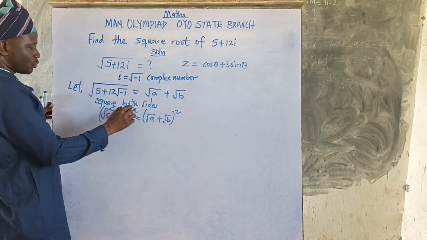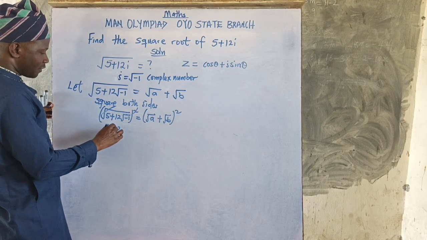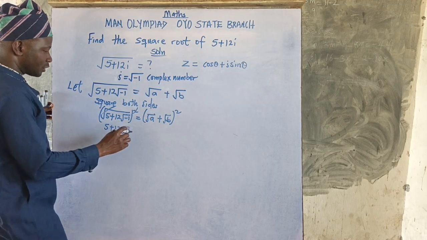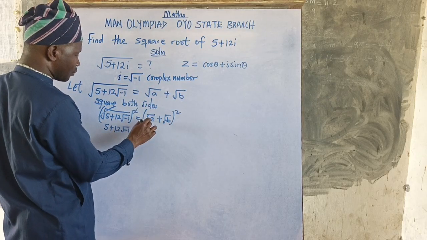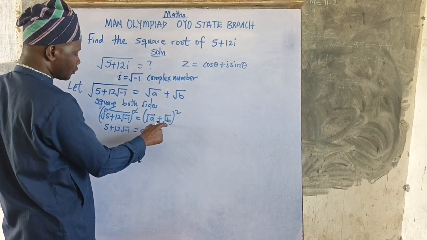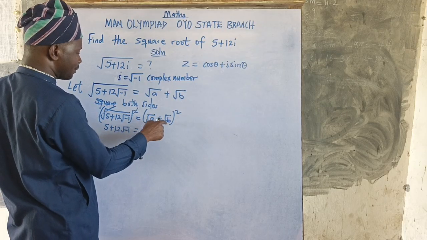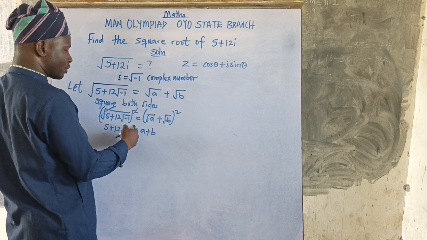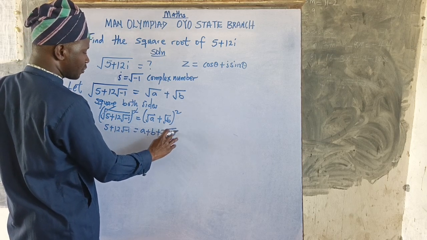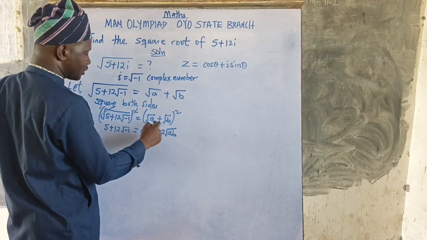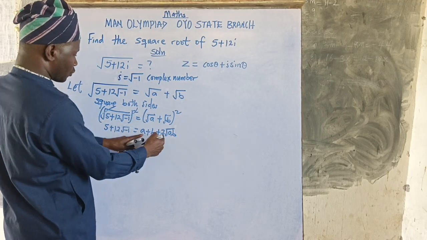So this square root and power of 2 will cancel out. We have 5 plus 12 root minus 1 equals, now when this is expanded, root A by root A, you have A. Root B by root B, you have B. Root A by root B, that will be root AB. Root B by root A will be root AB. When you add together, you are going to have 2 root AB. That is the knowledge of binomial expansion. When you expand this using binomial expansion, you obtain this.